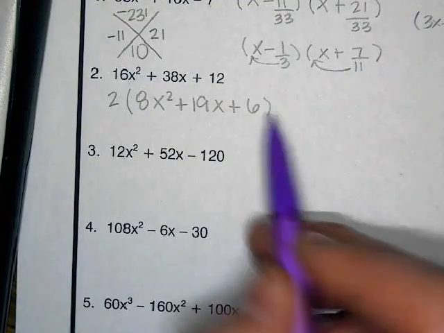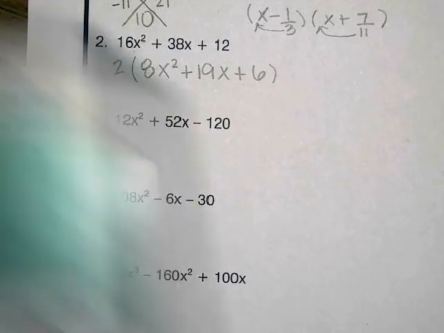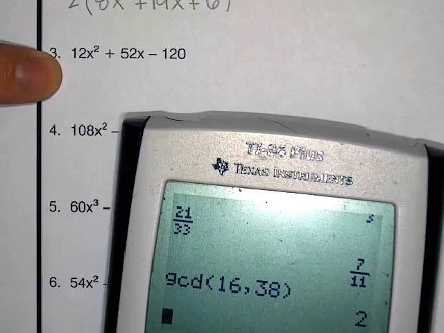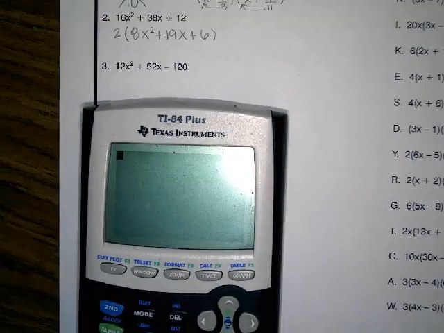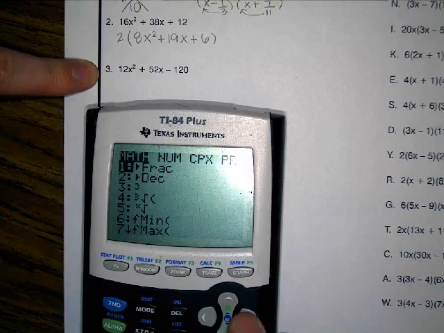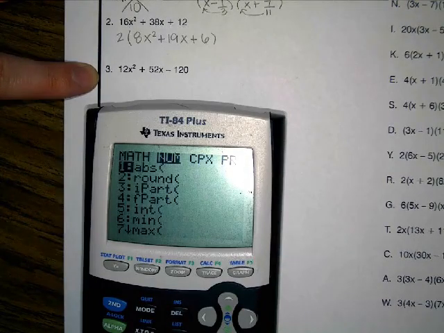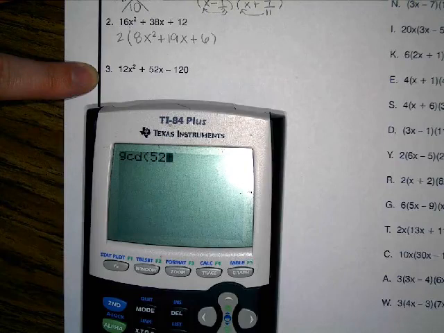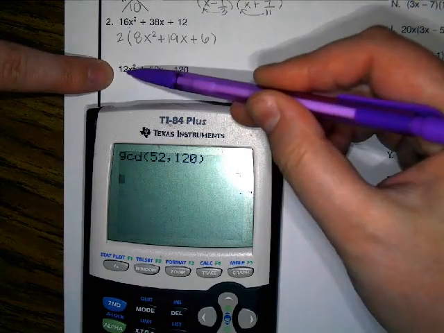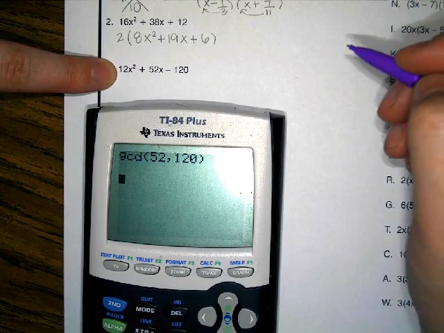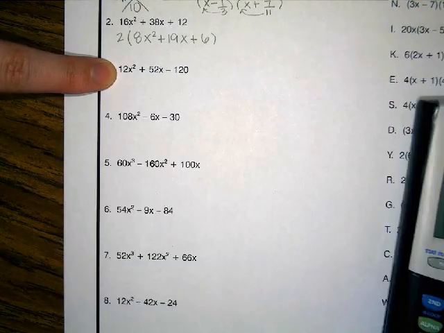So let's try finding the GCF of another one. 52 and 120 are the biggest numbers in problem number 3. So I'm going to find the GCF of 52 and 120. I'm going to hit the math button, go over to number 9. So 52 and 120, 4. And then I'm going to check with the smaller number. Does 4 go into 12? Yes. So 4 is a good GCF for this problem.